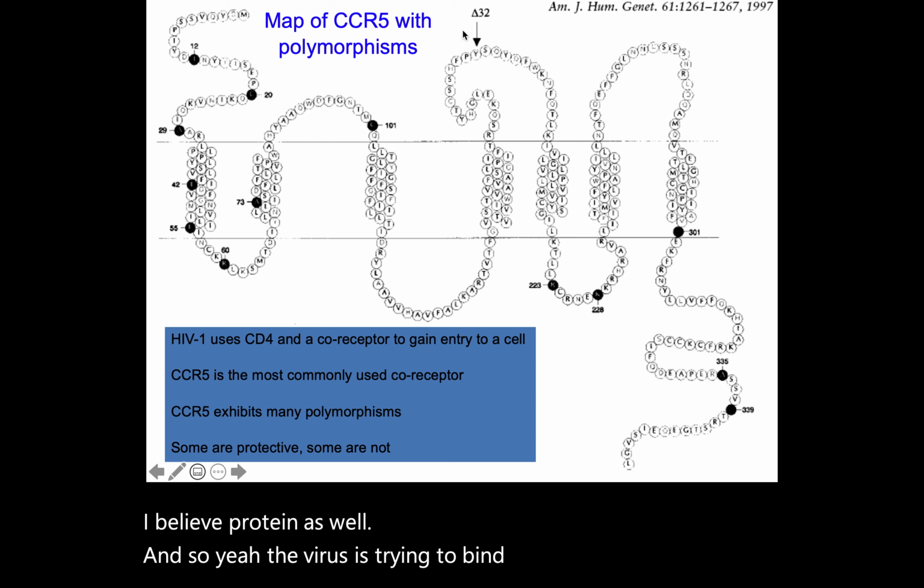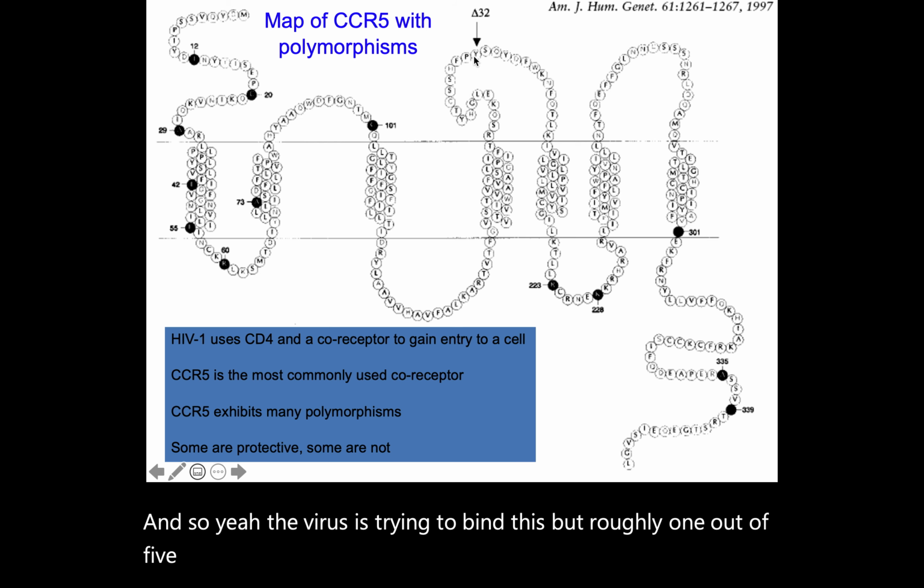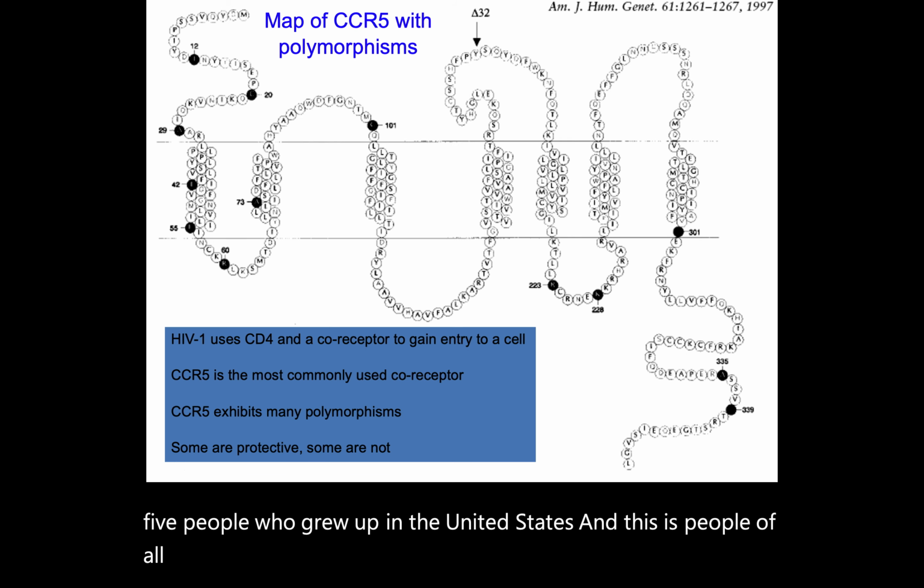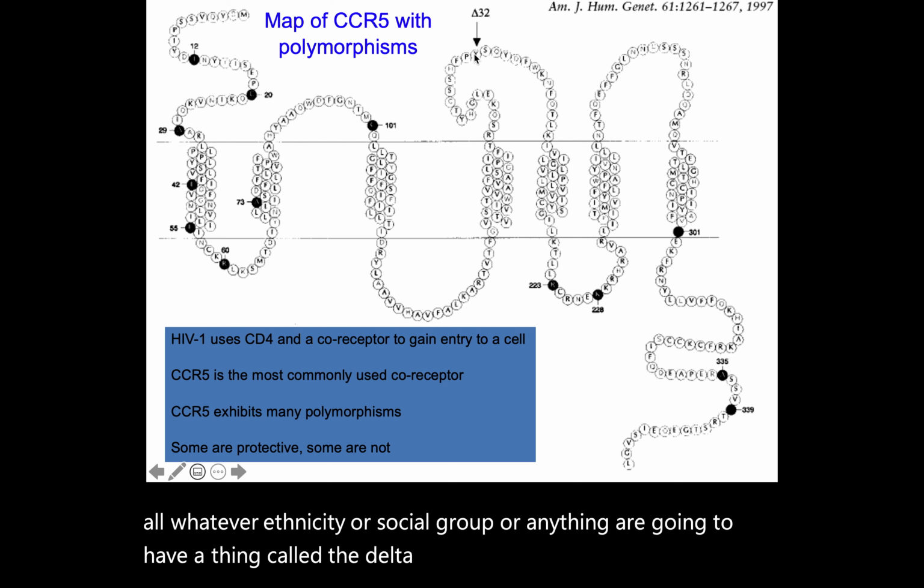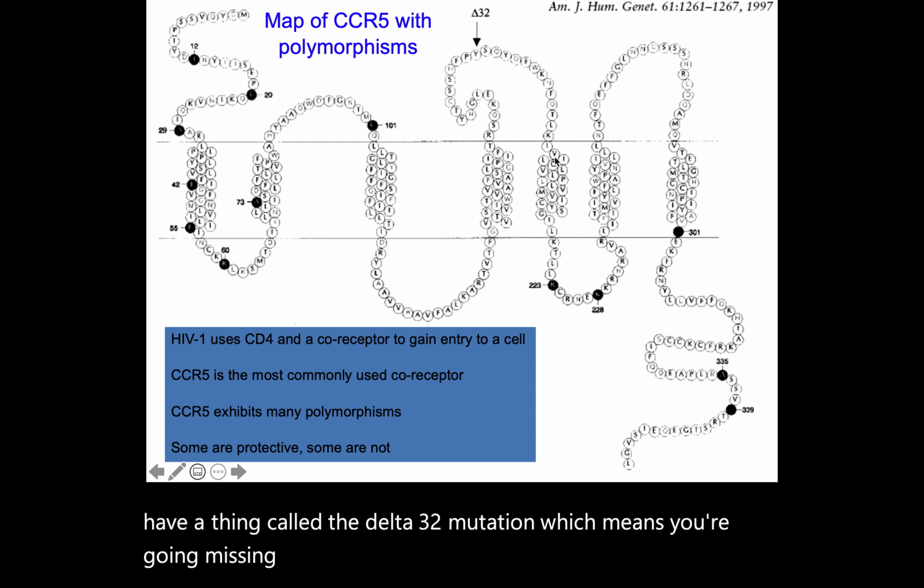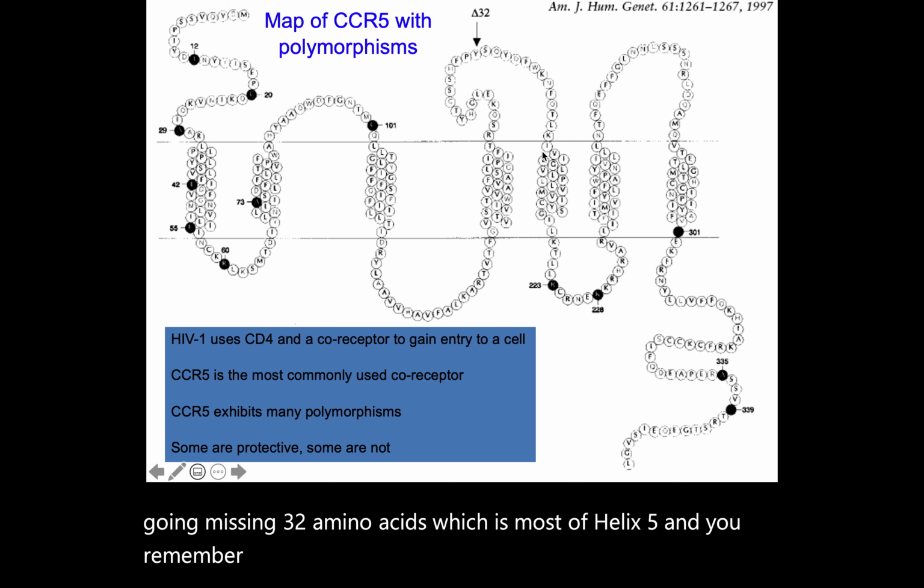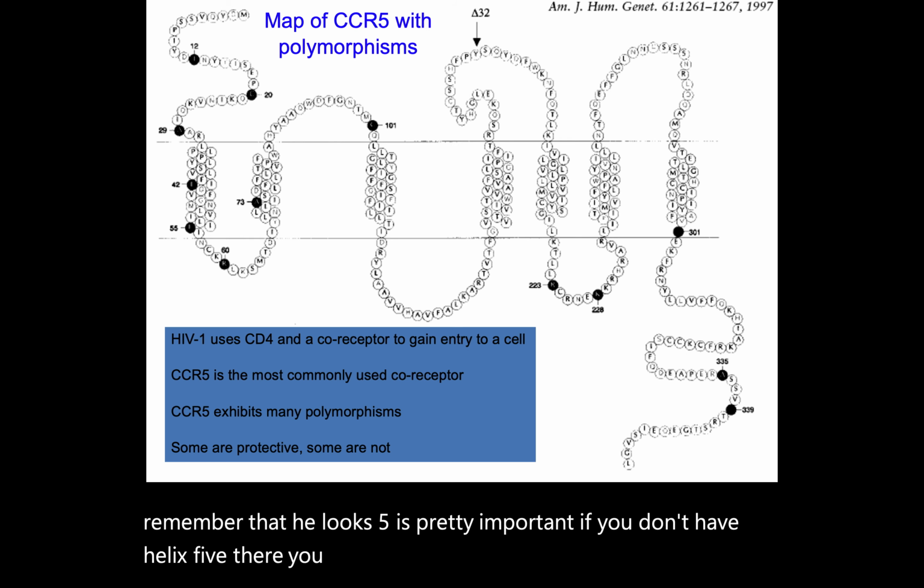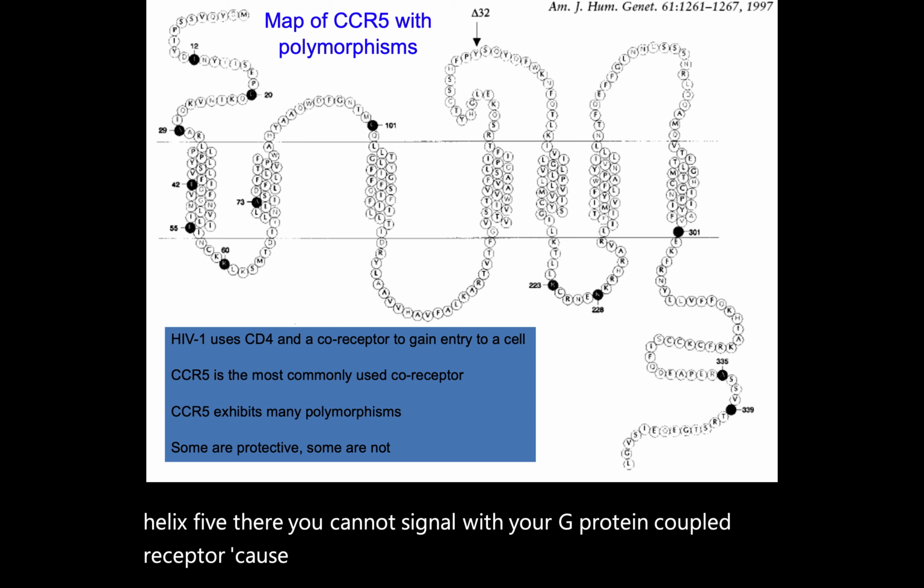But roughly 1 out of 5 people who grow up in the United States, of all ethnicities or social groups, are going to have a thing called the Delta 32 mutation, which means you're going to be missing 32 amino acids, which is most of helix 5. And you remember that helix 5 is pretty important. If you don't have helix 5 there, you cannot signal with your G protein coupled receptor, because it's helices 5, 6, and 8 that are going to do most of the work, right?